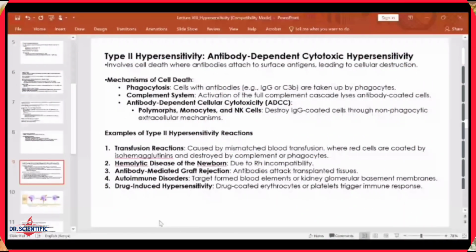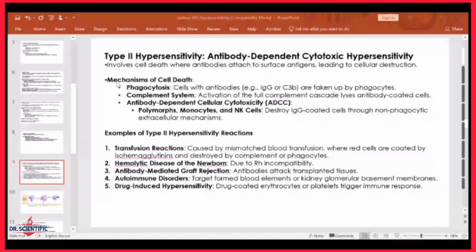Type II hypersensitivity is also referred to as antibody-dependent cell cytotoxicity or cellular cytotoxicity. Of course, this one we've come across before when discussing other aspects. Antibody-dependent involves cell death where antibodies are attached to surface antigens, leading to cellular destruction.